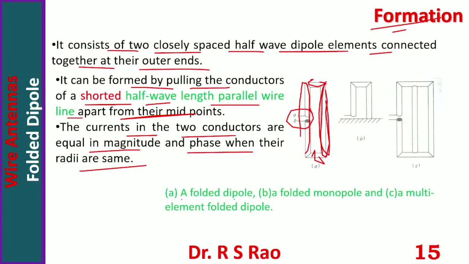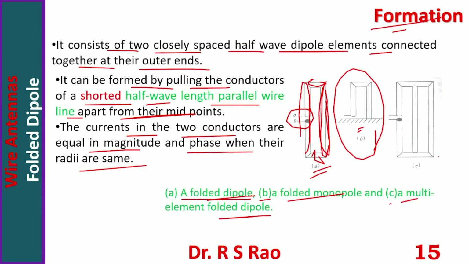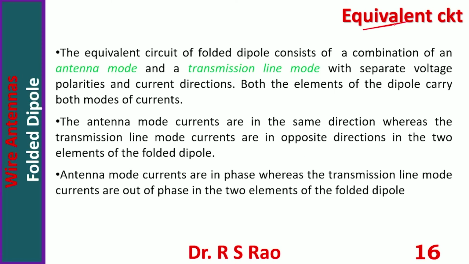Here is shown a folded dipole in A, an ordinary folded dipole. B is a folded monopole. This is a folded monopole. It is half of a folded dipole located over a ground plane. In C is shown a multi-element folded dipole. Three elements: this is the first one, second one, third one. Equivalent circuit of a folded dipole: the equivalent circuit consists of a combination of an antenna mode and a transmission line mode with separate voltage polarities and current directions. Both the elements of the dipole carry both modes of currents.